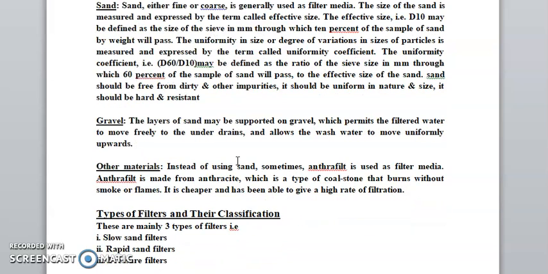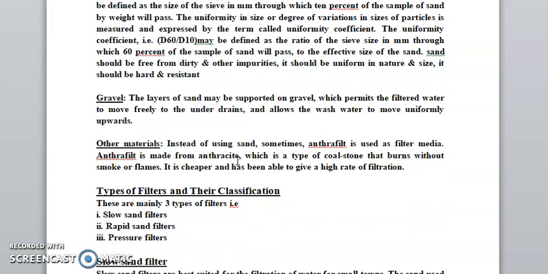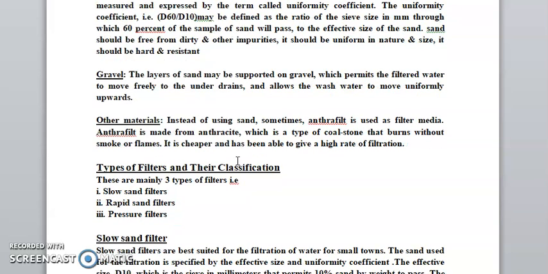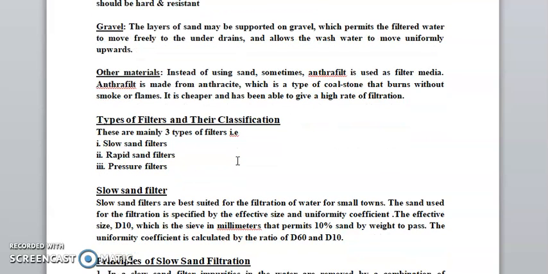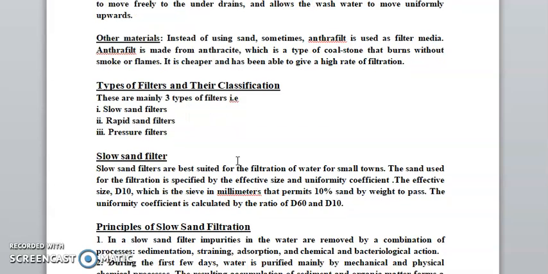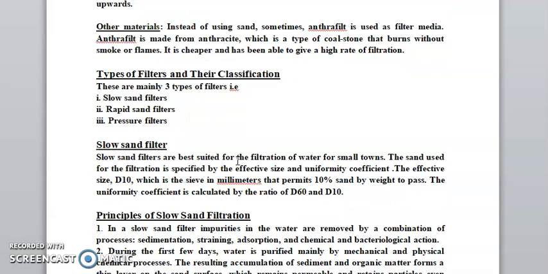Now, types of filtration. In the classification, there are three types of filters: slow sand filter, rapid sand filter, and pressure filter. The slow sand filter is best for filtering water in a small town. This filter is specified by effective size and uniformity coefficient, where D10 is the size in millimeters that permits 10% of the sand by weight to pass.